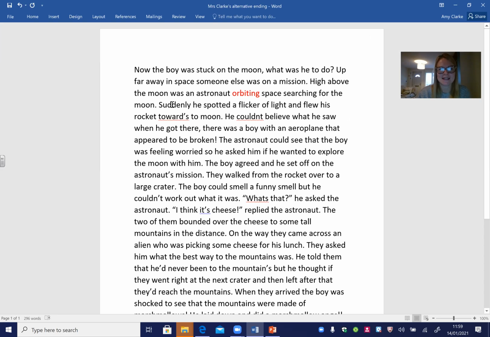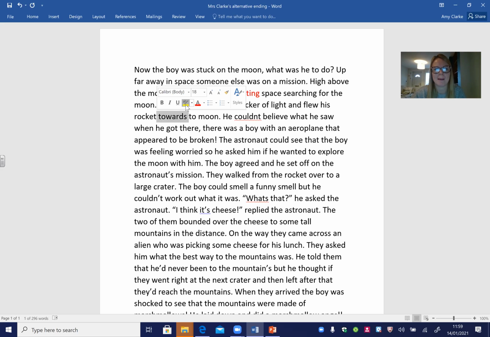Next bit then. Suddenly he spotted a flicker of light and flew his rocket towards the moon. I can spot straight away something that you guys have all told me to do in your wishes for me. I do not need an apostrophe there, do I? Because it doesn't belong to anybody and it's not two words together. So I'm going to delete that straight away. I'm going to highlight that word just so that we remember that we changed it.